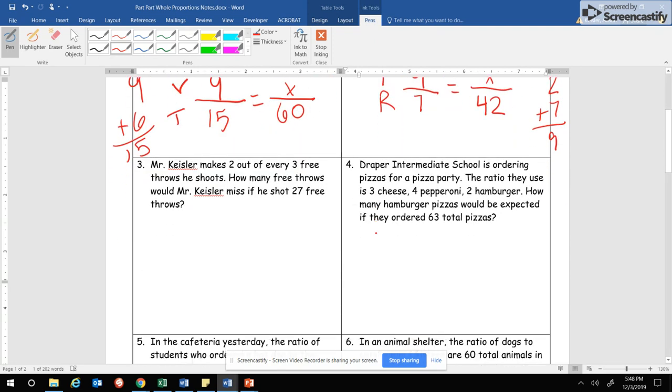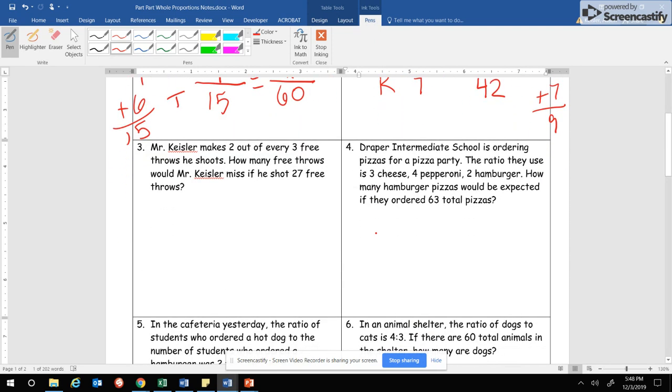I'm going to scroll down to number 3, sorry. And it says, Mr. Kiesler makes 2 out of every 3 free throws he shoots. How many free throws would Mr. Kiesler miss if he shot 27 free throws? So this one in my question, it's asking me about misses. So it wants to know how many I'm going to miss. And it's asking me if I shot 27 free throws. So I'm just going to put a T for total. So if I shot 27 total free throws, how many would I miss?